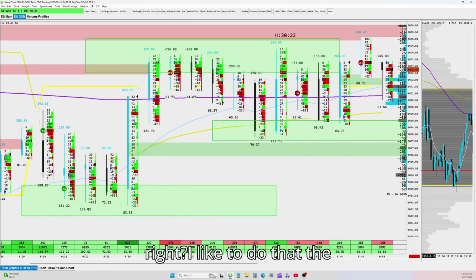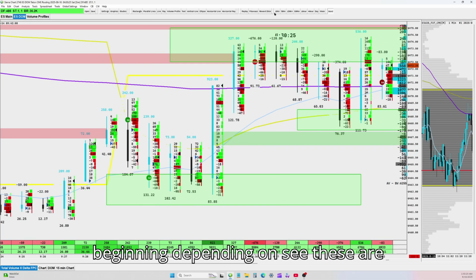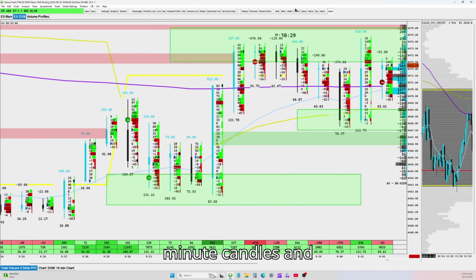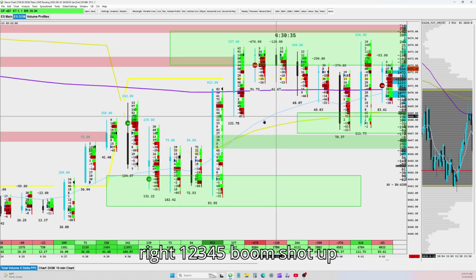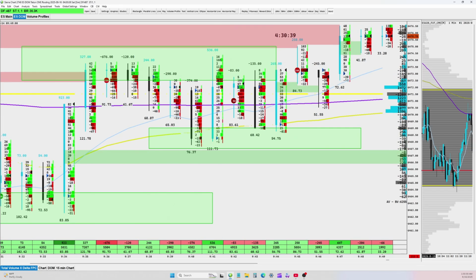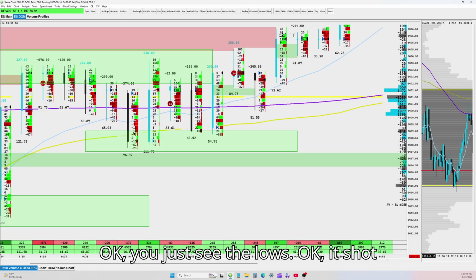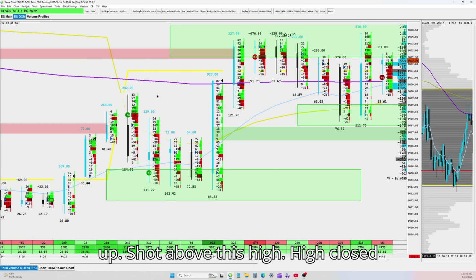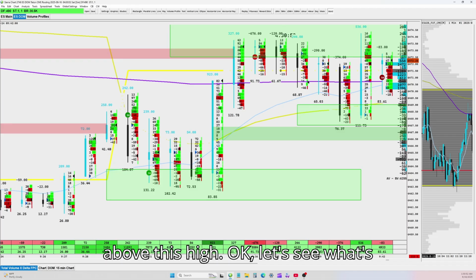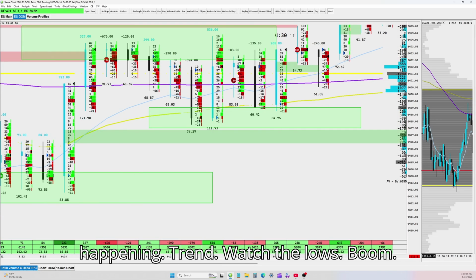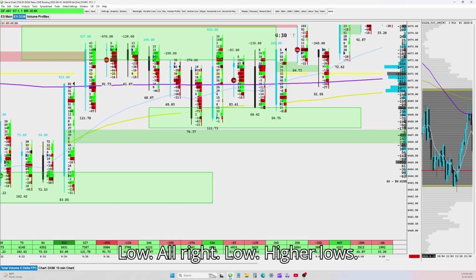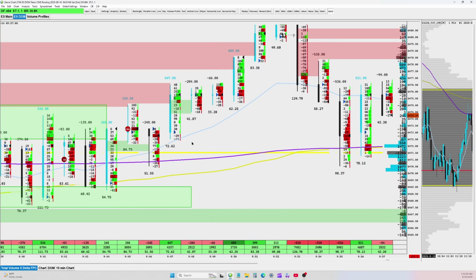I like to do that in the beginning. Depending on, see, these are minute candles. One, two, three, four, five, boom, shot up. One, two, three, four, five, six, seven, eight, nine, ten. You just see the lows. It shot up, shot above this high, closed above this high. Okay, let's see what's happening. Trend, watch the lows. Boom, low, higher lows, higher lows, entry here. See, I entered here on this candle. It's a rejection candle.